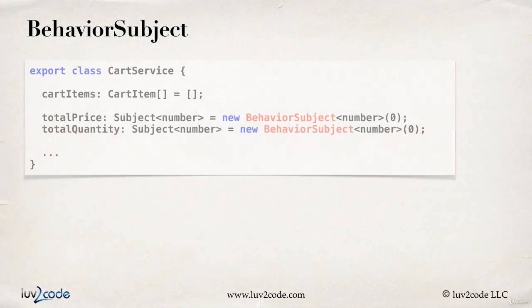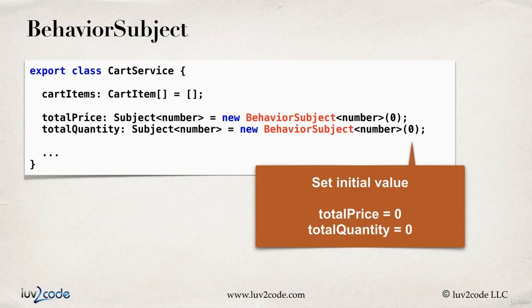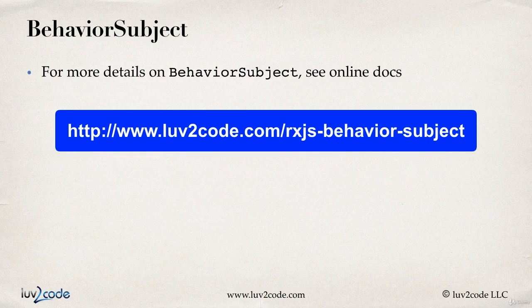So here's an example of using a behavior subject. Instead of a normal subject or a replay subject, you simply make use of behavior subject. And then in the constructor here, you specify the initial value. So the total price will be 0. The total quantity will be 0. And we'll actually use this behavior subject in our cart service. Once we get to the coding videos, you'll see we'll simply go through and replace subject with behavior subject. And we'll see how this works in our application once it's running. And if you'd like to get more details on behavior subject, just check out the online docs at the link here. It'll redirect you to the official page.